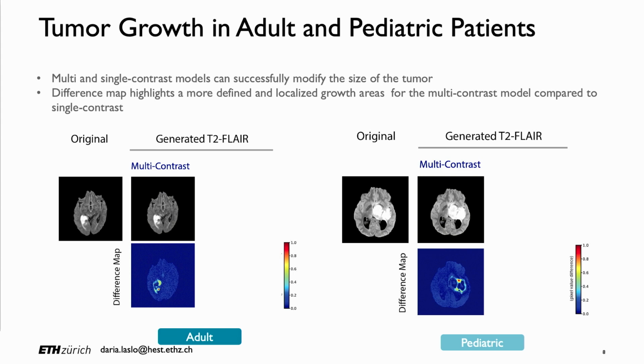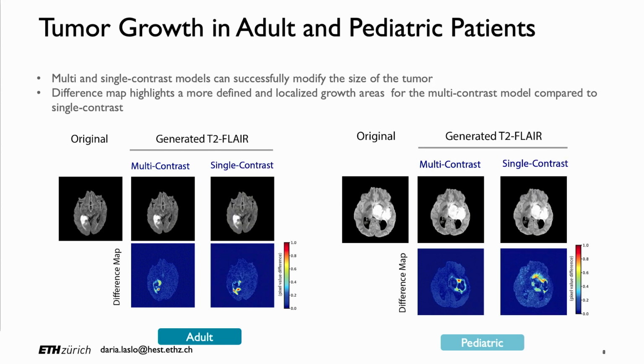And since we were expecting to validate this using only one of the MRI contrasts, we also looked at an equivalent model. In the first case that you've seen, it was trained using all possible MRI contrasts that we had available. And for this part, we only used the T2 FLAIR.